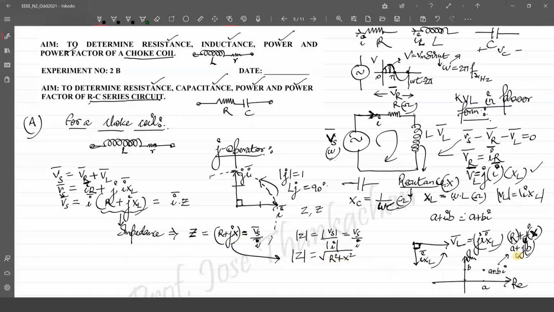Is that clear? Because what is the magnitude of this complex number? For A plus BI, the magnitude is root of A square plus B square. So what will be the magnitude of R plus JX? It should be root of R square plus X square. So Z can be written as root of R square plus X square in terms of its magnitude value. And actually Z is represented as R plus JX.